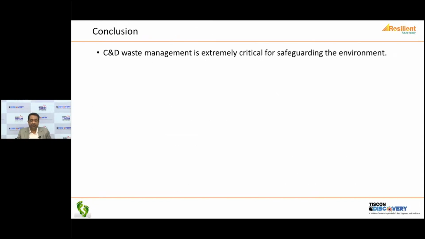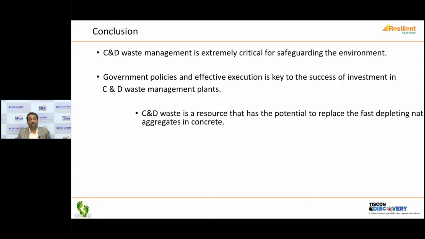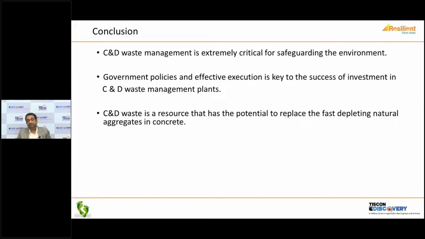And I would say in conclusion that C&D waste management is critical. We have seen what it can do, how damaging it can be for the environment. It's very important that the government policies are in place, and more important is effective execution, which is very, very important. Just having rules in place will not help. You need to make it work. We know for sure that it has the potential to replace, in some applications, fast depleting natural aggregates. So we need to be smart, we need to be more thinking and inclusive about how we manage our resources.